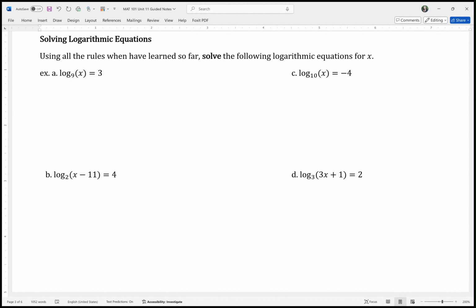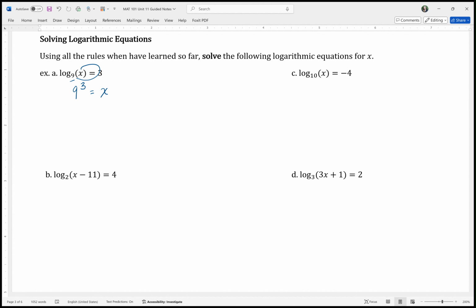All right, so this first example is log base 9 of x equals 3. First, convert to exponential form. So again, we're starting with the base of 9 raised to the third power. We're doing the backwards C thing, equals x. Now, I don't want you to just convert it. I actually want to know the answer for x.